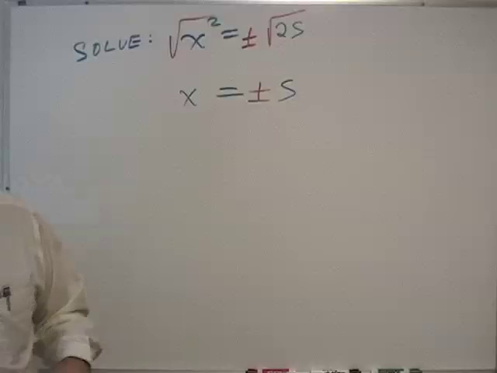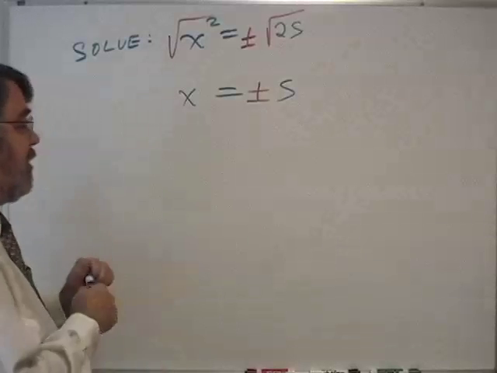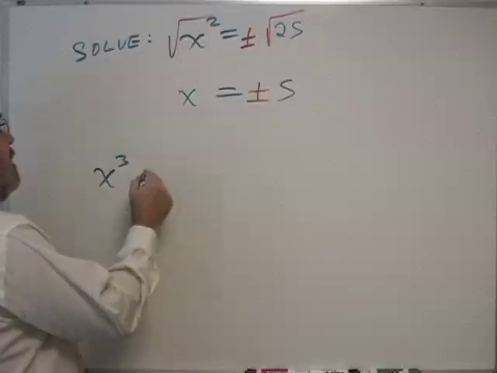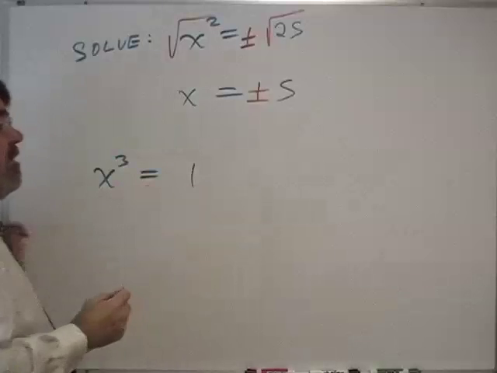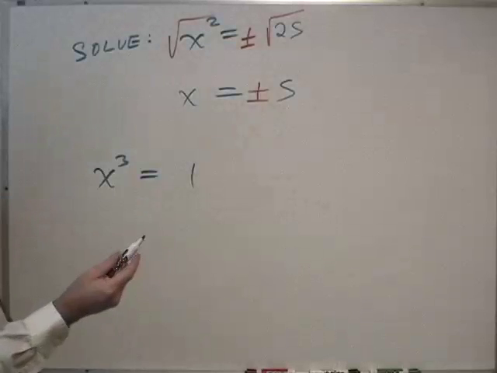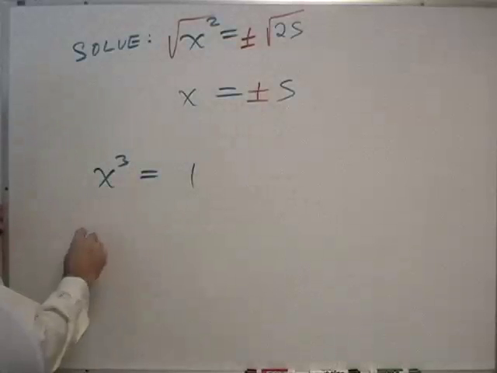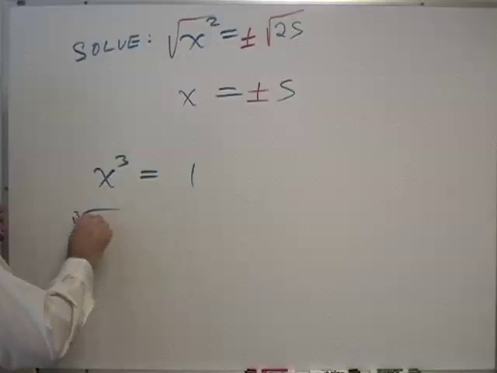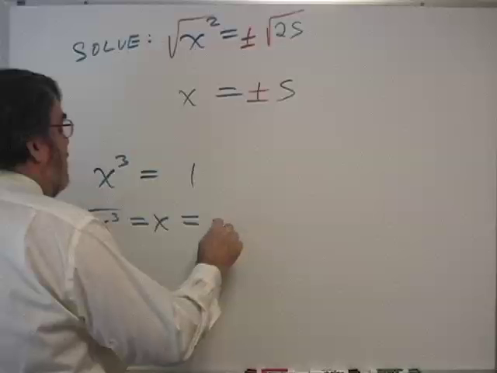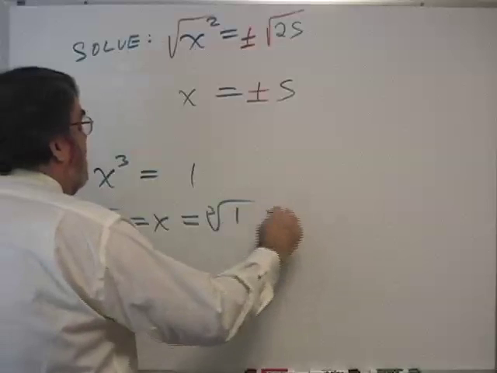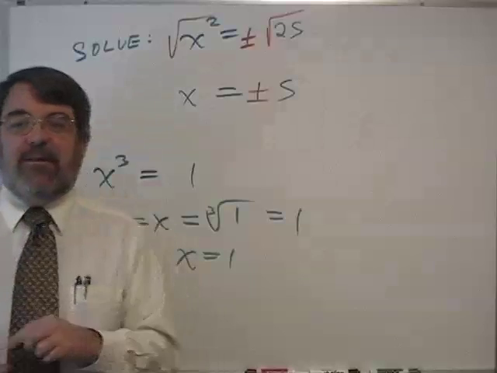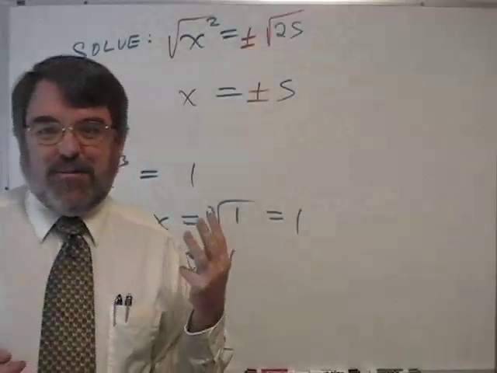If you were to solve this problem, x cubed equals 1, by taking the cube root of both sides, you might say, well, there's only one answer. 1 to the third power is 1. So the cube root of x cubed, which is x, is equal to the cube root of 1, which is 1. So there's our answer of 1. Well, actually, there are three answers to this problem.